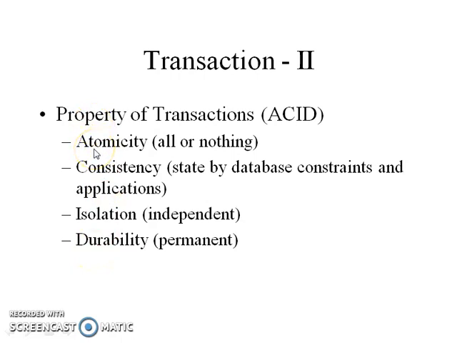See, the first one, atomicity. It is called the all or nothing property. It means a transaction is either performed in its entirety or is not performed at all. That is, either the transaction gets successful or aborted. It is the responsibility of the recovery subsystem of the DBMS to ensure atomicity.